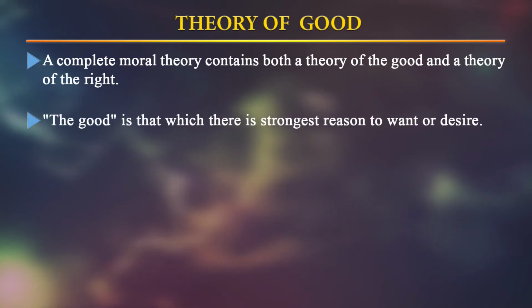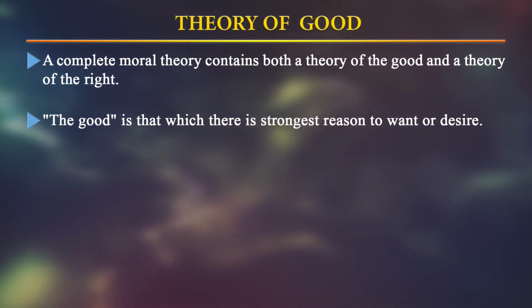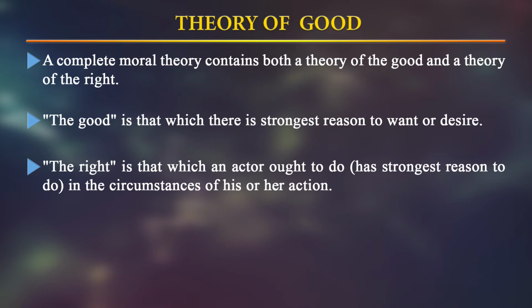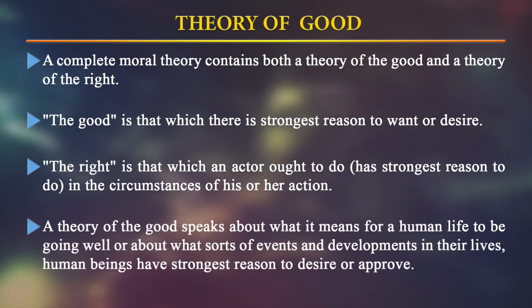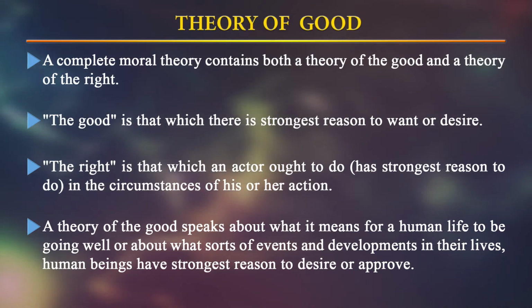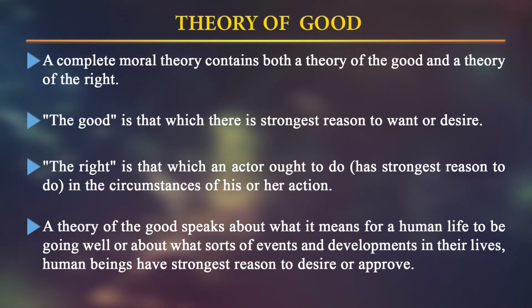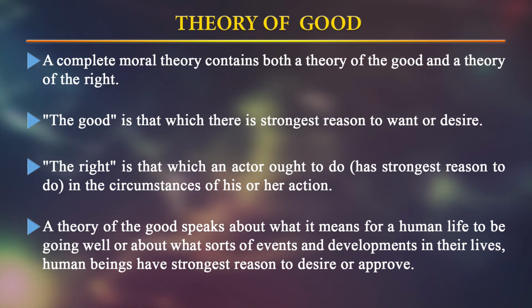The good is that which there is strongest reason to want or desire, whereas the right is that which an actor ought to do, or which the actor has the strongest reason to do in the circumstances of his or her action. A theory of good speaks about what it means for a human life to be going well, or about what sorts of events and developments in their lives human beings have strongest reasons to desire or approve.